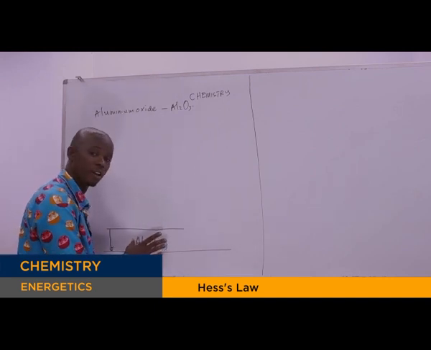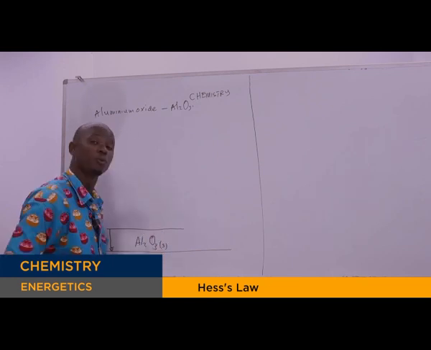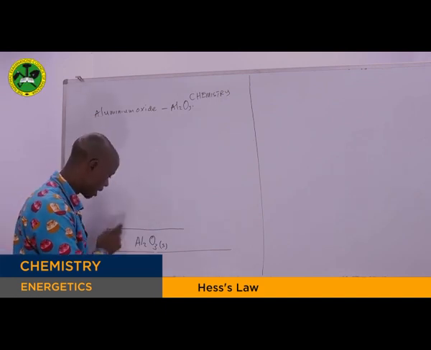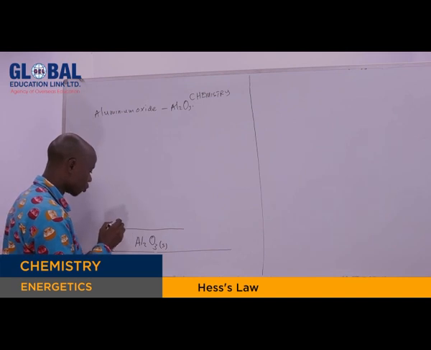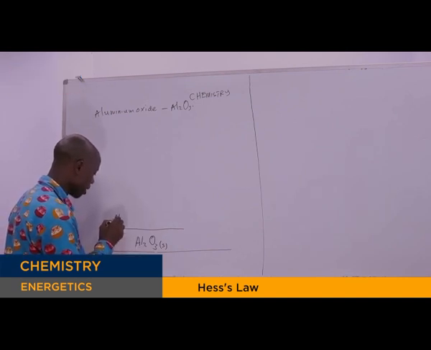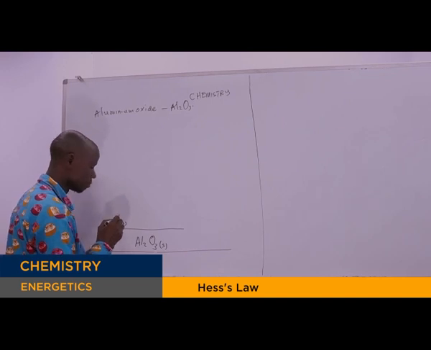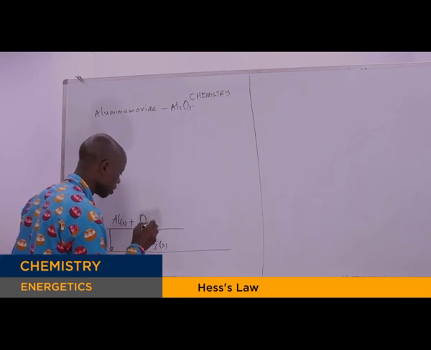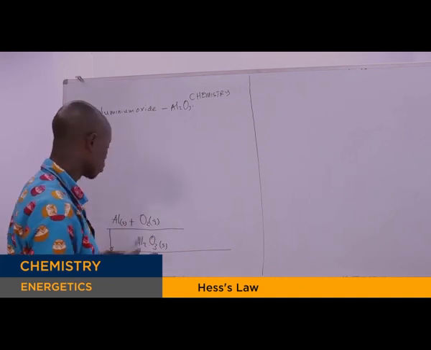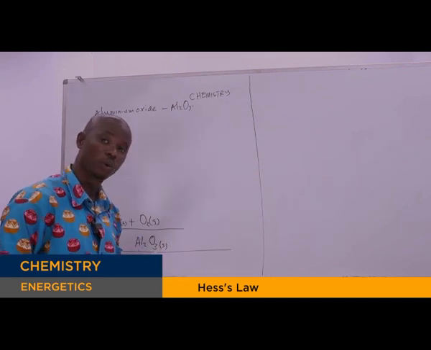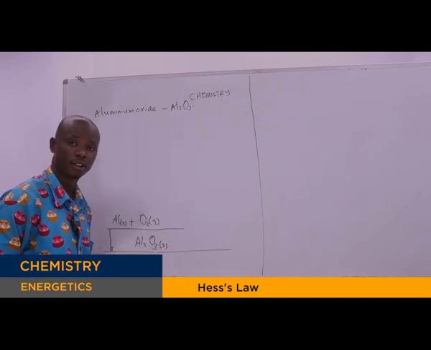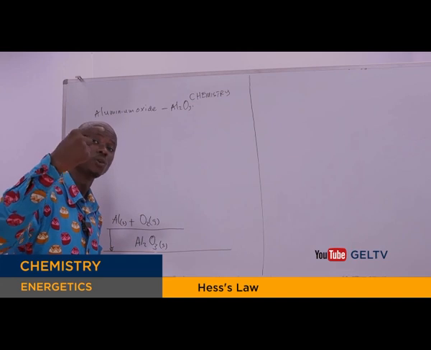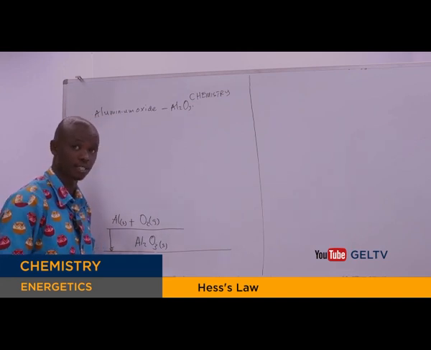Why? Because the enthalpy of formation of aluminium oxide is an exothermic process. That's why the arrow is pointing downward. So we write the elements which make this compound here. This is aluminium, you write solid here, followed by oxygen gas. Those are the two elements. Now you balance the equation, because these are reactants and this is the product. It is very important for you to balance.